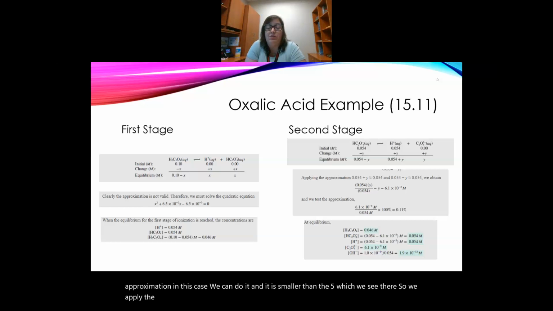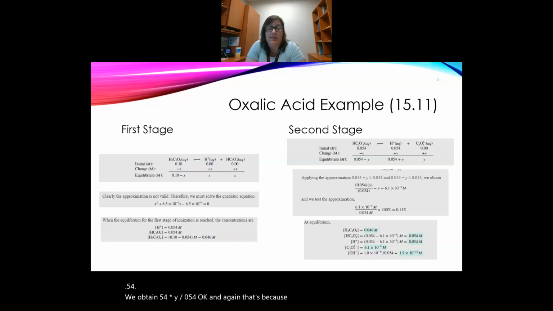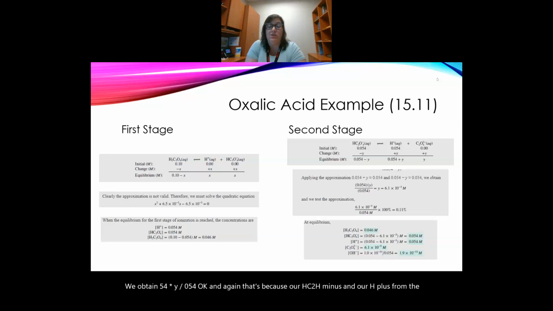That gives us 0.054 plus y is approximately 0.054, and 0.054 minus y is approximately 0.054. We obtain 0.054 times y divided by 0.054. Okay. And again, that's because our HC2O4 minus and our H plus from the last equilibrium were equal. So that means that we're then looking at y being equal to the Ka for that second ionization.